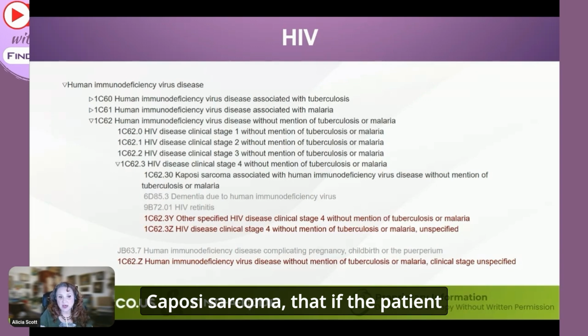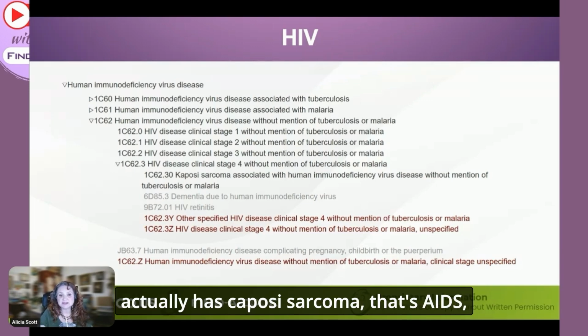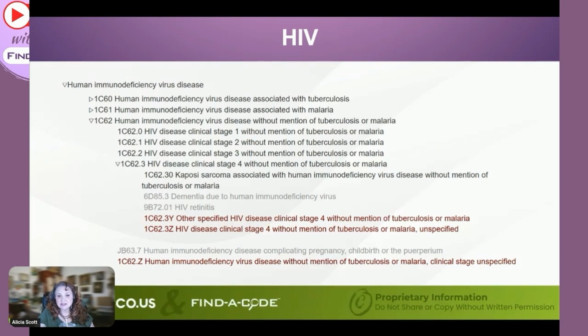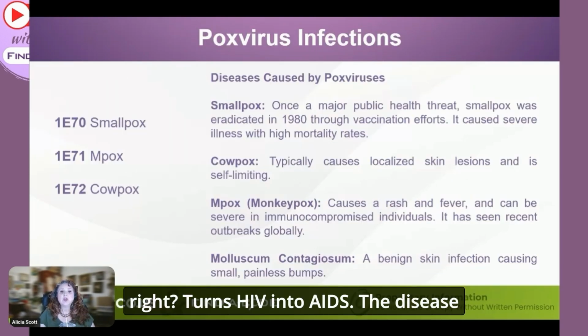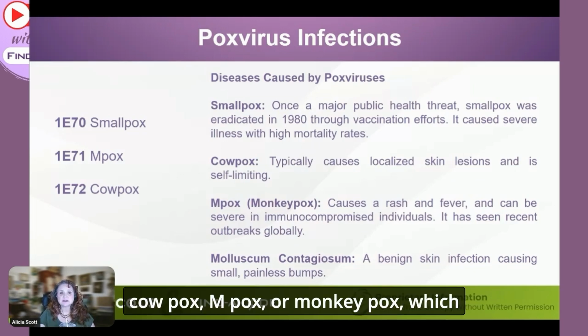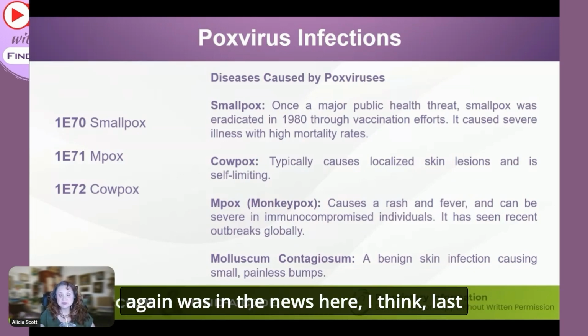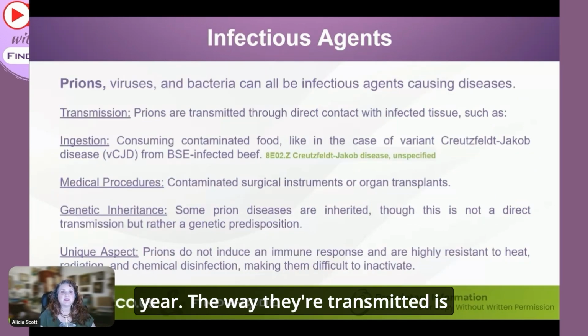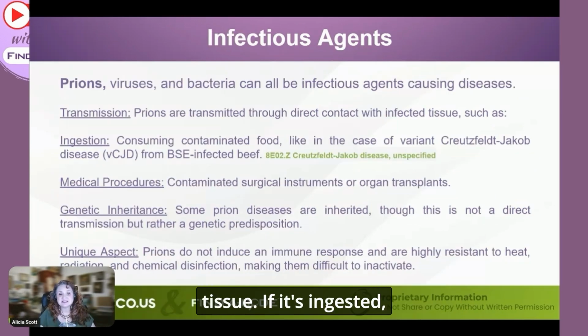Kaposi sarcoma, if the patient actually has Kaposi sarcoma, that's AIDS, right? It turns HIV into AIDS. The disease is caused by pox virus. We have smallpox, cowpox, mpox or monkeypox, which again was in the news here, I think last year. The way they're transmitted is through infected tissue.